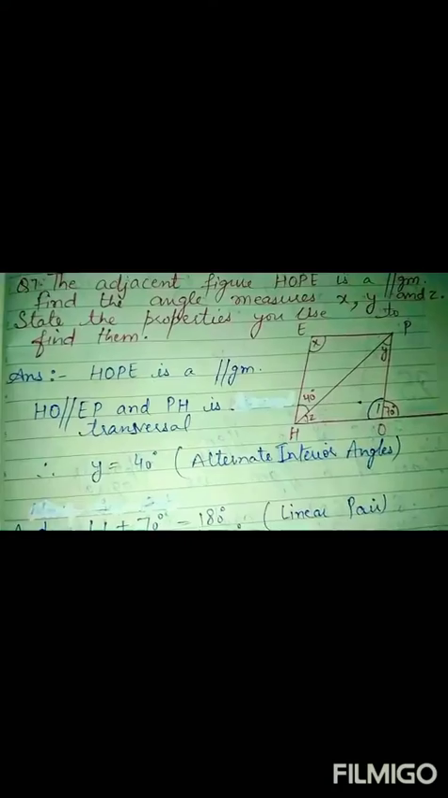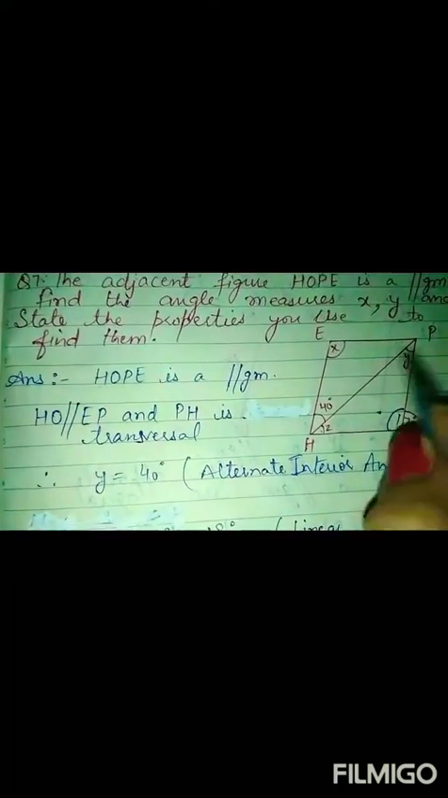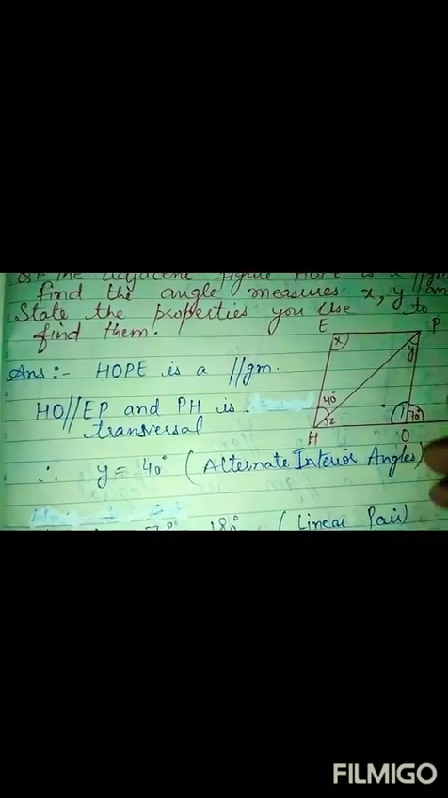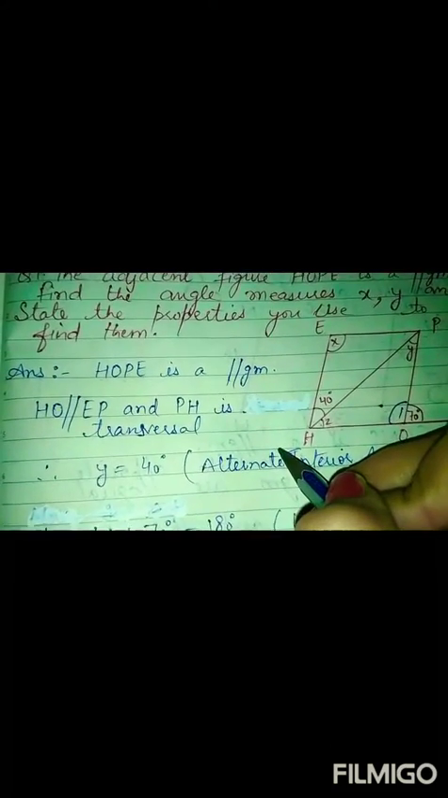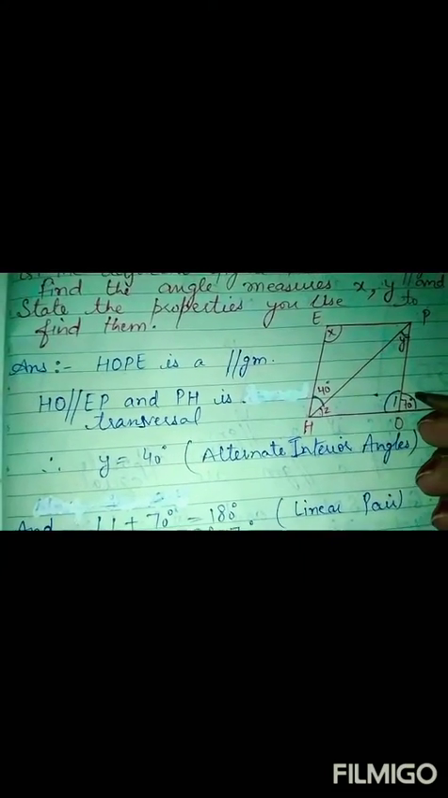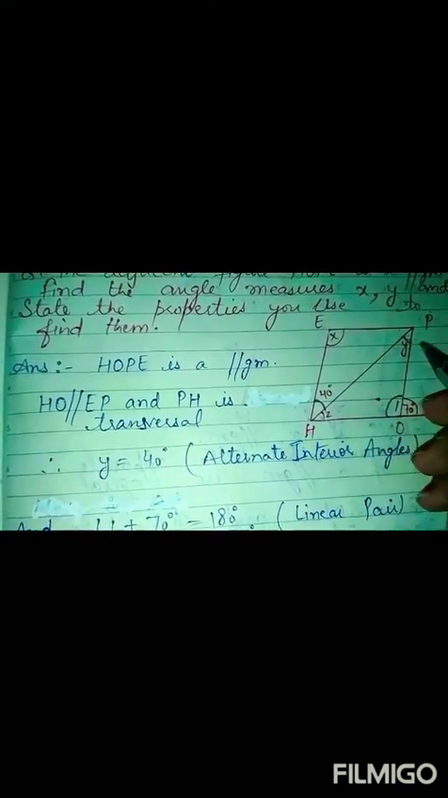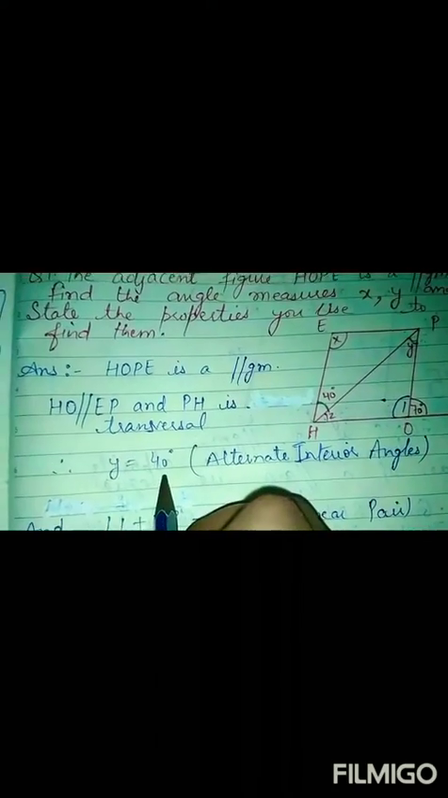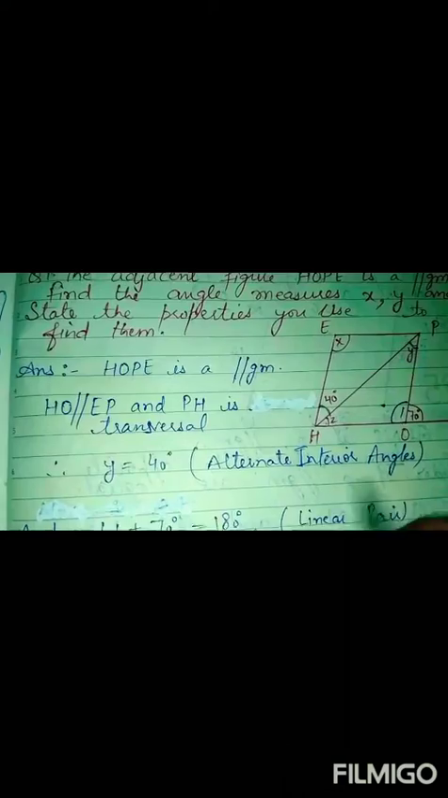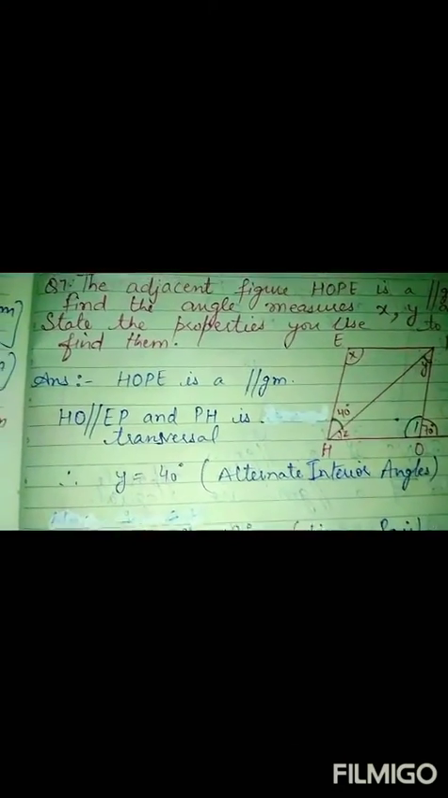HOPE is a parallelogram. It is given. Here HO is parallel to EP and PH is the transversal. Then this angle and this angle are equal because these two are alternate interior angles. So value of Y is equal to 40 degree. Here we have to give the reason, alternate interior angles.